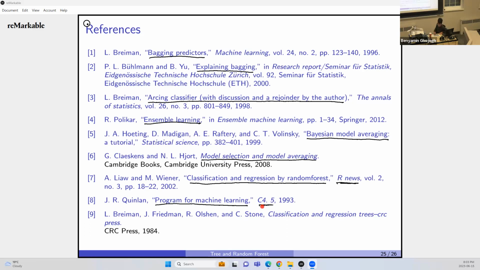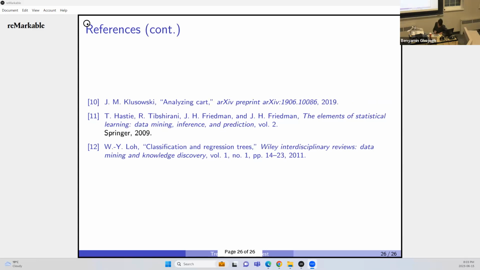This is, I think, C4.5. This one, Classification and Regression Trees, CRC Press, is for CART, as far as I remember. This one also analyzes the CART decision tree. This is new, by the way, 2019. This is the Elements of Statistical Learning book, and this is Classification and Regression Trees, a review paper.